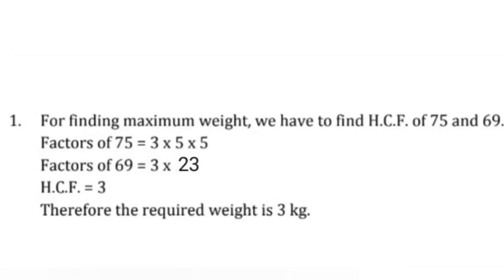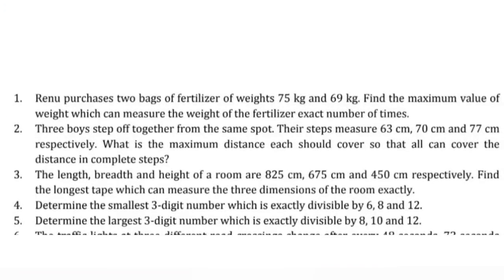So the factors of 75 are what? 3 into 5 into 5. And same, the factors of 69 is what? 3 into 23. So common is what? 3 is common. So the required weight is what? 3 kg. Okay, completed. Question number 2.